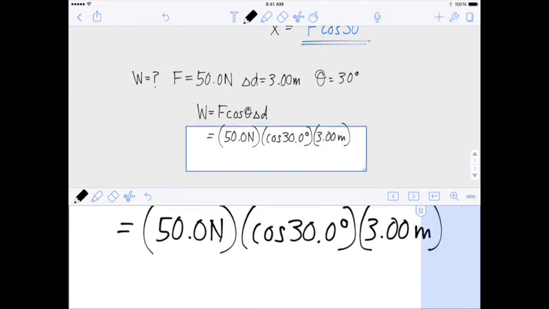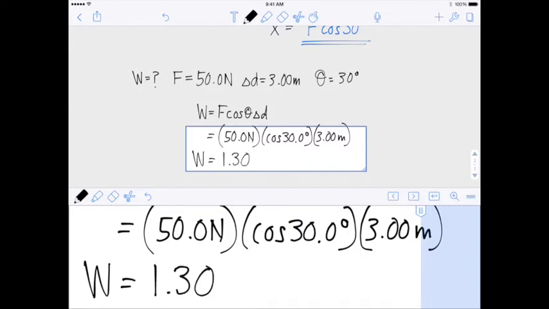If we punch this into our calculator, what do we get for the work done? Keep your answer to 3 significant digits. Good. 130 joules, if we have to write that in 3 significant digits, it becomes 1.30 times 10 to the power of 2 joules. Perfect.